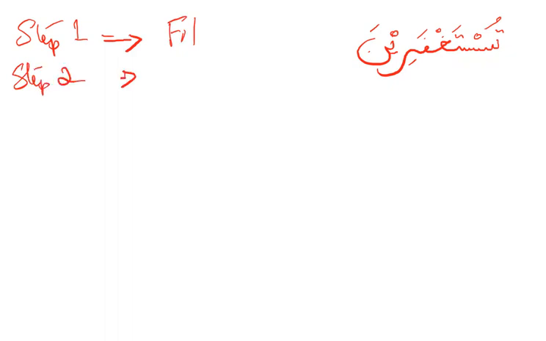Okay. Now step 1. What type of word is this? Fail. Okay. Step 2. Is it past or present? Present. Okay. Step 3. Is it passive or active? Passive.